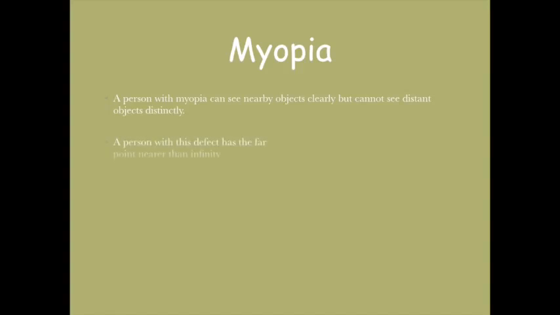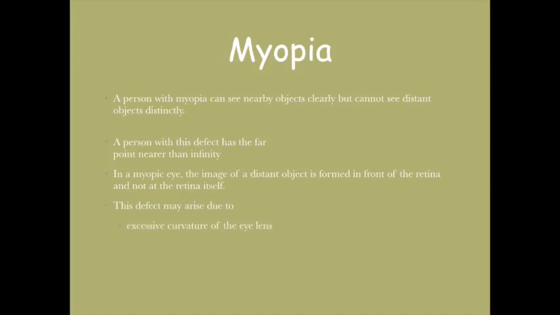Okay. So a person with myopia can see near objects clearly but cannot see distant objects. A person with this defect has a far point nearer than infinity. So in a myopic eye, the image of a distant object is formed in front of the retina and not at the retina. This defect may arise due to excessive curvature of the eye lens or elongation of the eyeball.